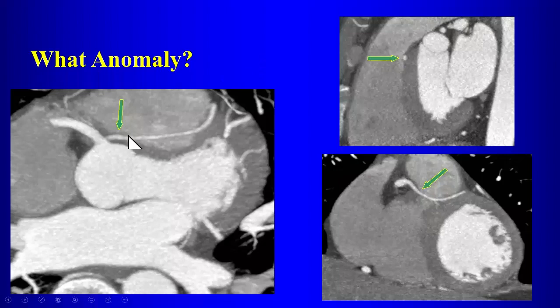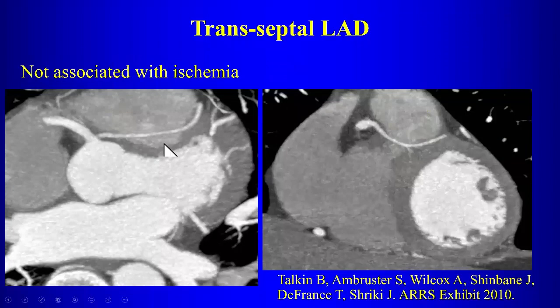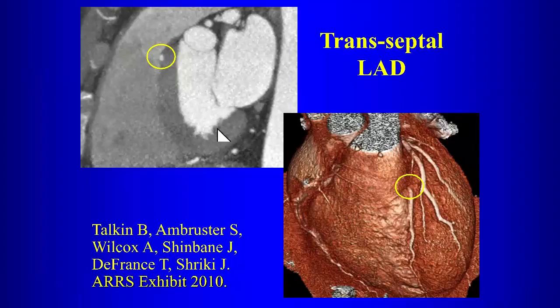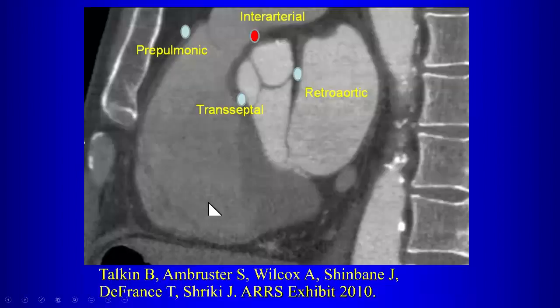It's going through the myocardium, it's going through the interventricular septum below the vessels, okay? So this is not a malignant course, this is called a transeptal course. If it dives down below the valves and goes through the myocardium, that's called a transeptal course. That is a benign course not associated with ischemia. So if the vessel takes a course through the interventricular septum below the valves, that's a transeptal course that is not associated with ischemia.